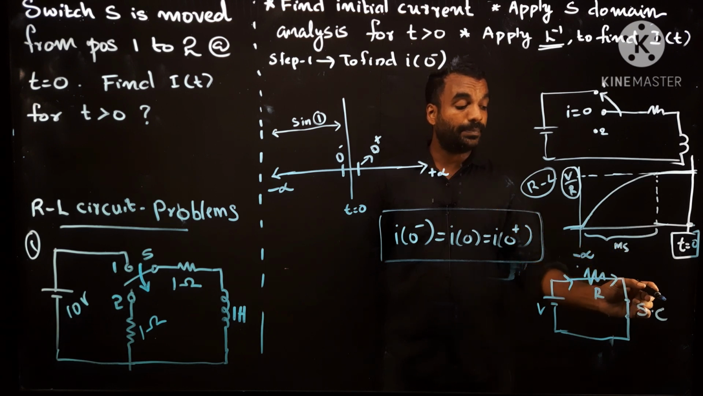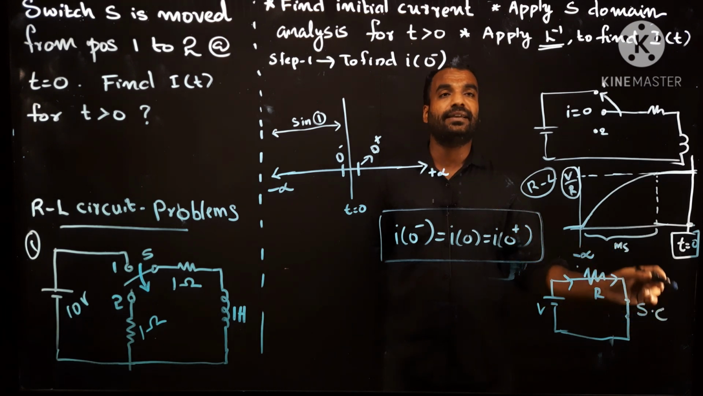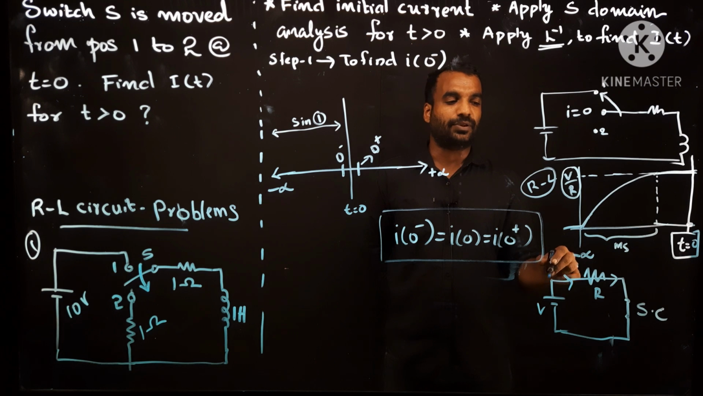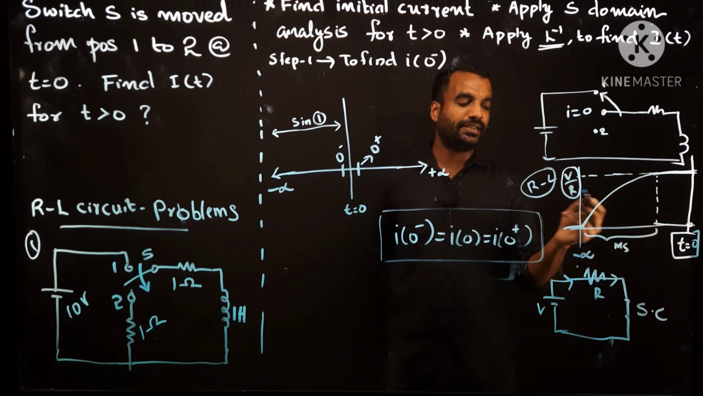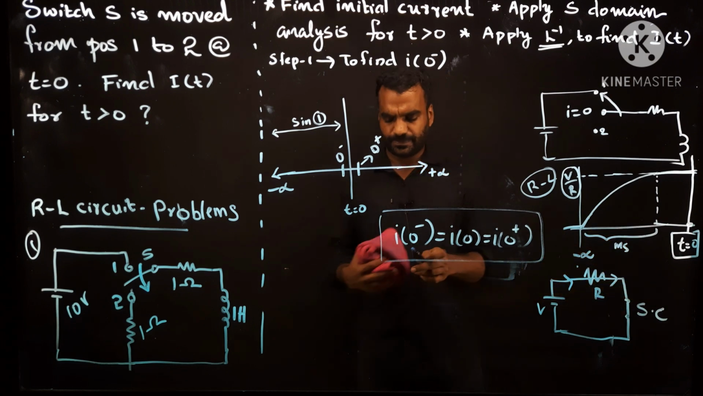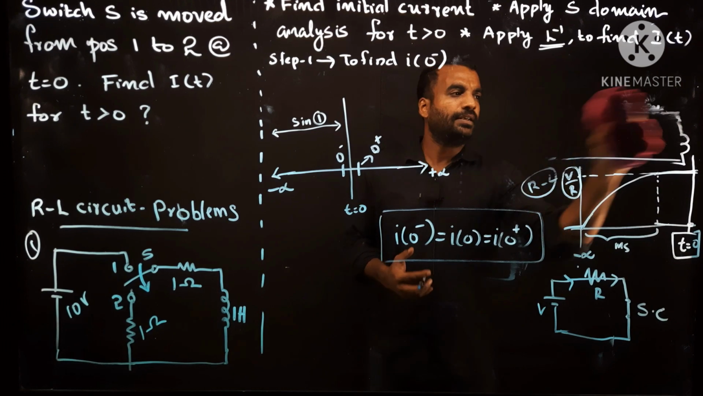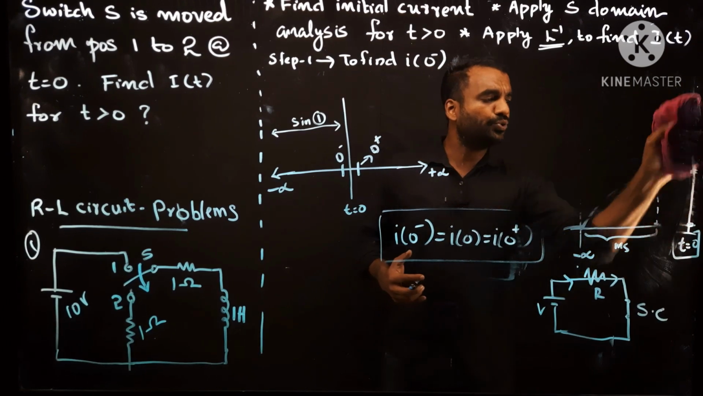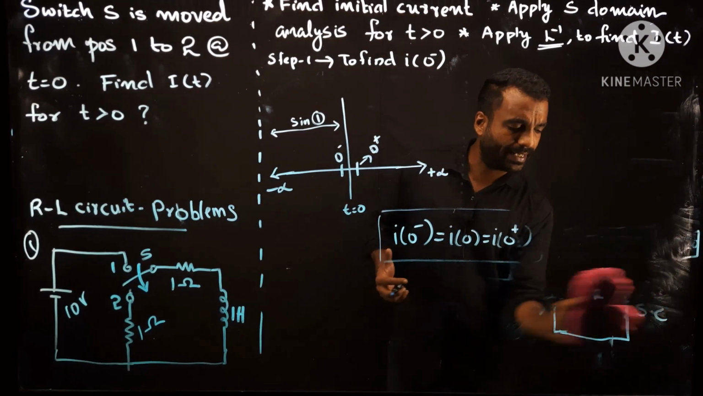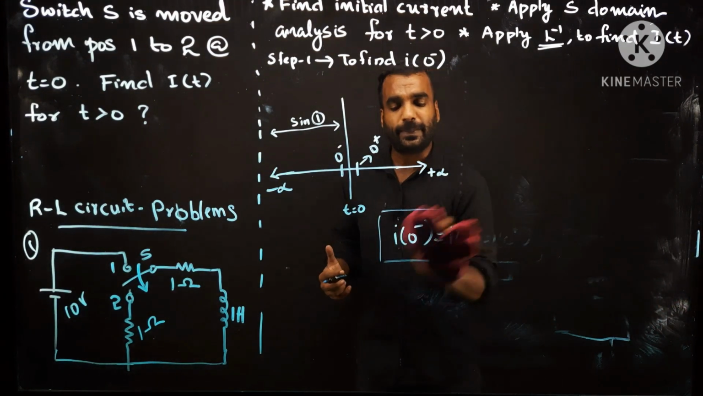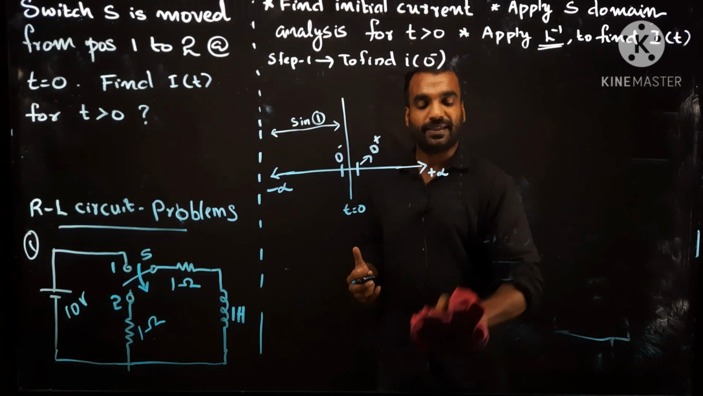But you should keep this in mind: at steady state, the inductor is equivalent to a short circuit. Why? At steady state, the inductor current is equal to V by R for an RL circuit. There is no effect of the inductor. That's why you say it is equivalent to a short circuit. Okay, now come back to our problem. These are the things you should be able to analyze before attempting this problem.